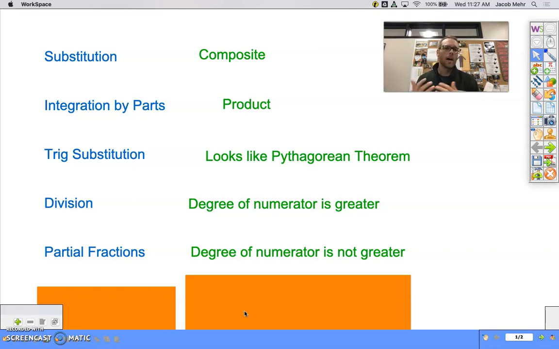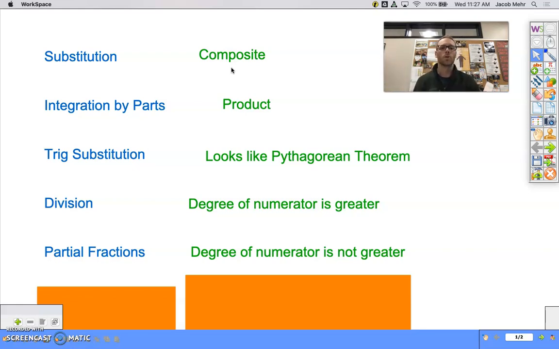Now, as I talk through this, I really am trying to avoid using the word always. None of these are "you see this, you always do that." It just doesn't work that way, right? I mean, sometimes you have products that are solved by substitution. Sometimes a trig substitution is actually a product. Sometimes a trig substitution is part of a composite function. It just doesn't always work out that this means that.